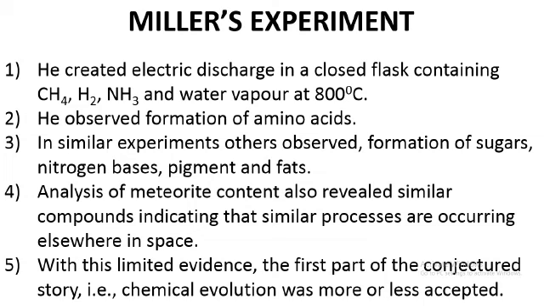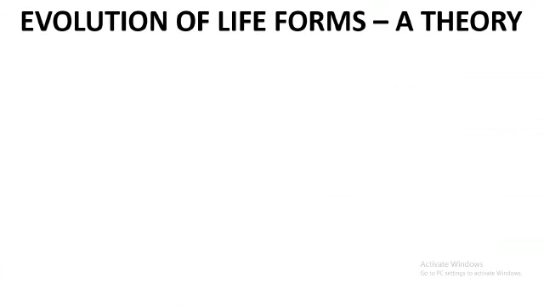So this is with regard to Miller's experiment. About Miller's experiment itself, only the first two points are explained; the other three points give evidence to Miller's experiment as well. So these are the five points, along with the diagram, which you have to explain. This is a very important concept with regard to the origin of life.